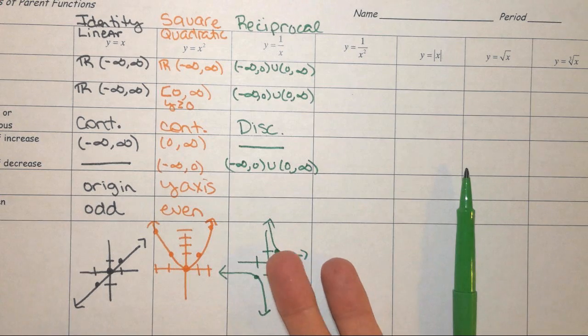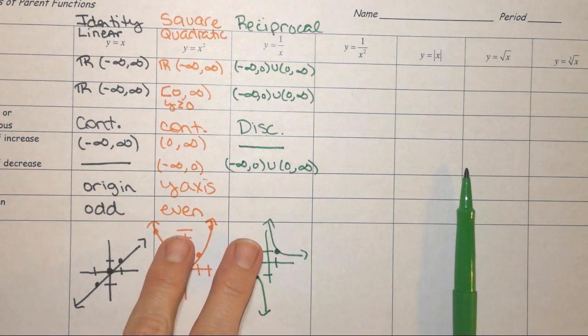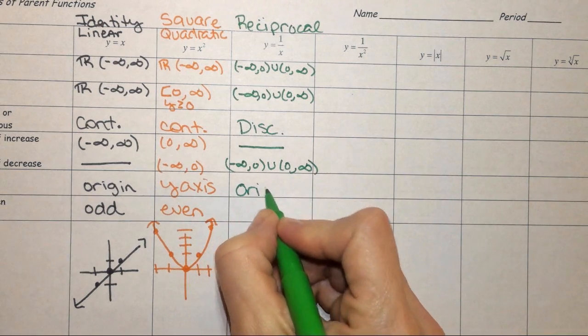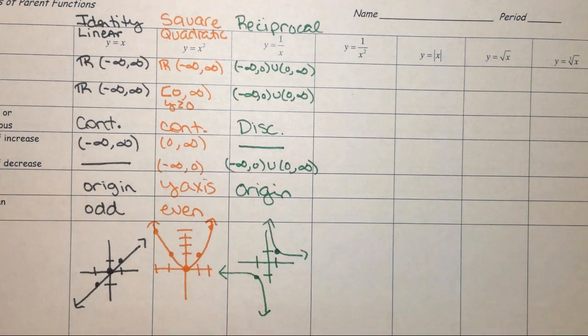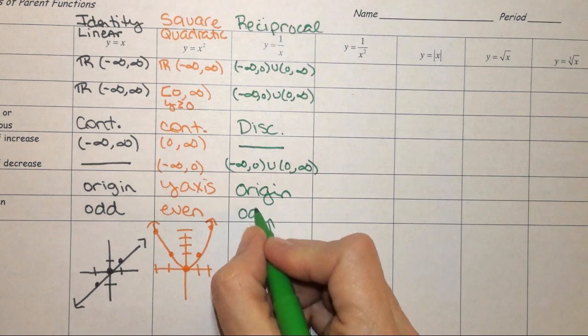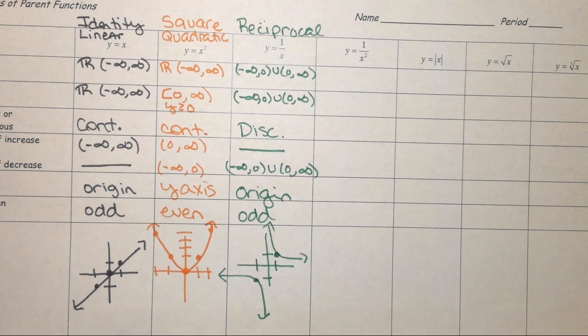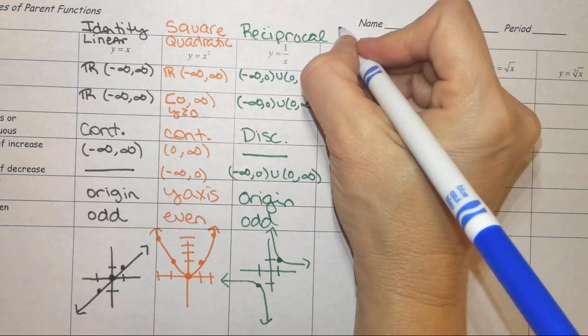Remember, it does the double flip. I can take this part of the graph and flip it over the y, and then flip it over the x. Because it's symmetric to the origin, we're going to call it odd. The next one, 1 over x squared. This is called our reciprocal squared.